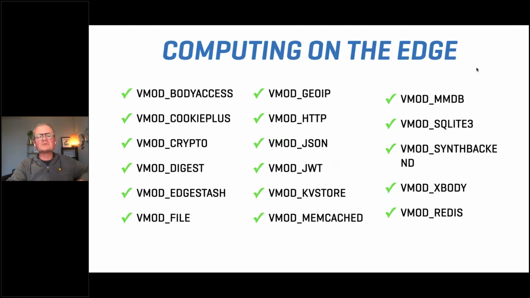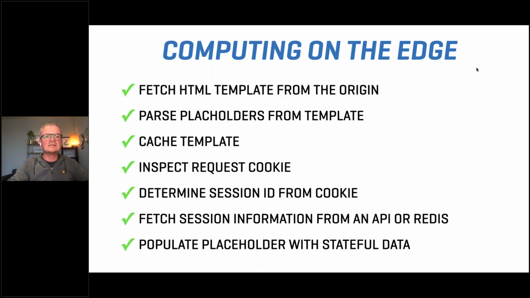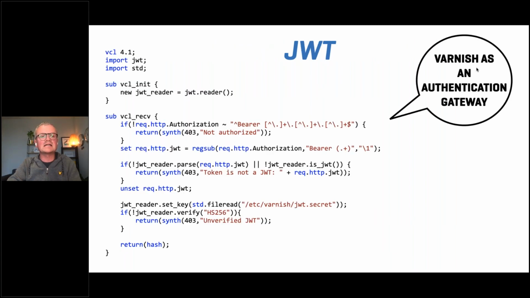And computing on the edge happens using a multitude of vmods. There's so much we can do. Unfortunately, not enough time to illustrate this. But a typical use case for computing on the edge would be like fetching the HTML template, parse the placeholder, cache the template, inspect the request cookie, determine the session ID, fetch the information from that API, either over HTTP, could be Redis, could be SQLite database, could be a local key value store, and then populate all of that. So it is tremendously powerful, and it will allow you to cache the uncacheable.